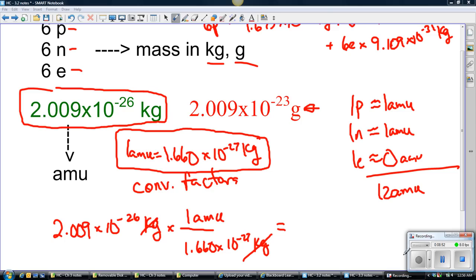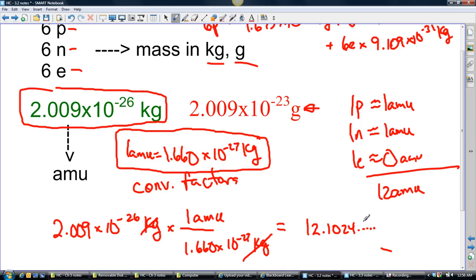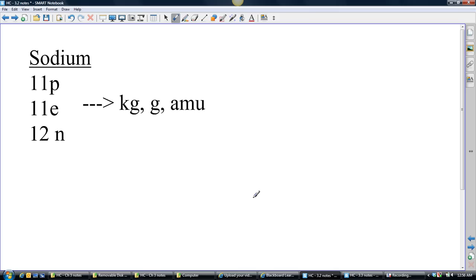When you do this calculation, you're going to get an answer of 12.1024, and the digits keep going on and on. Well, here's what's kind of nice. This is the number we put on the periodic table. The mass of a carbon atom is 12 AMUs, not 2.009 times 10 to the minus 26 kilograms or 10 to the minus 23rd grams. Now, there's a lot more to this, but this is where we want to start in our conversation. So I'm going to have you do one more example here.